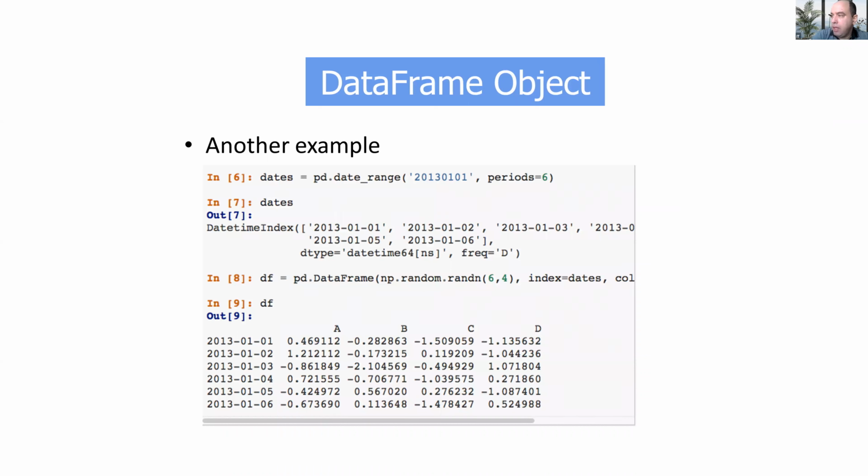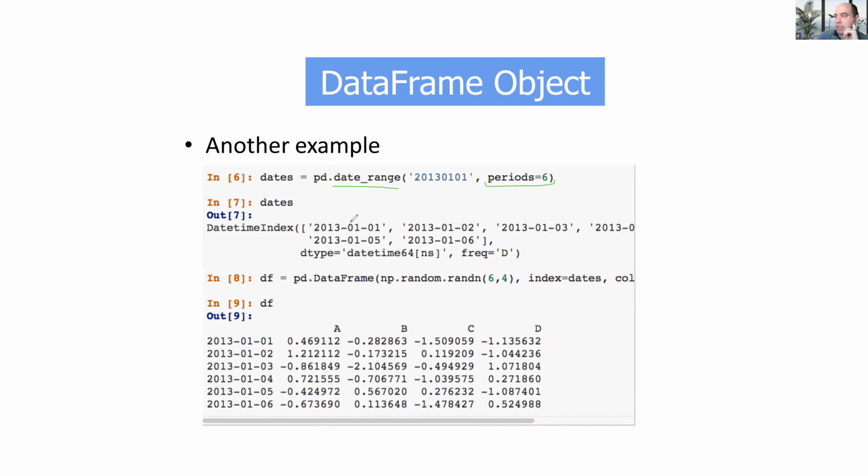So this is another example. This time we are concerned about dates. What we want to do is, first of all, create a range of 6 dates. So pandas also gives us the ability to make a date range. Pandas has a very extensive class of methods to deal with dates and time and so on. So we make a range of dates from January 1st, 2013, with 6 periods.